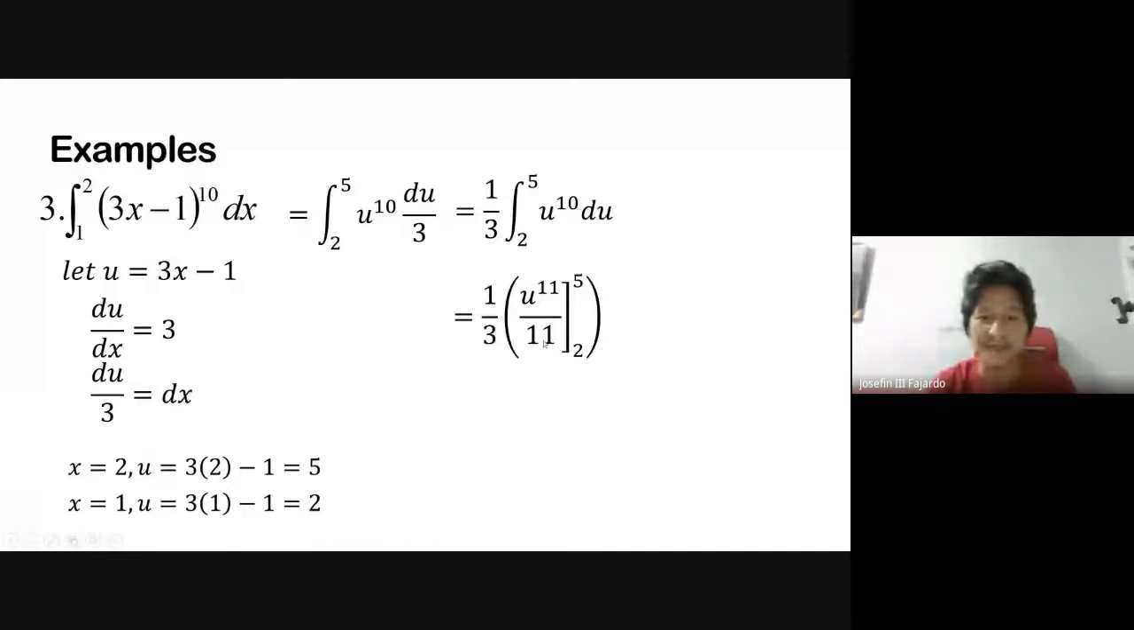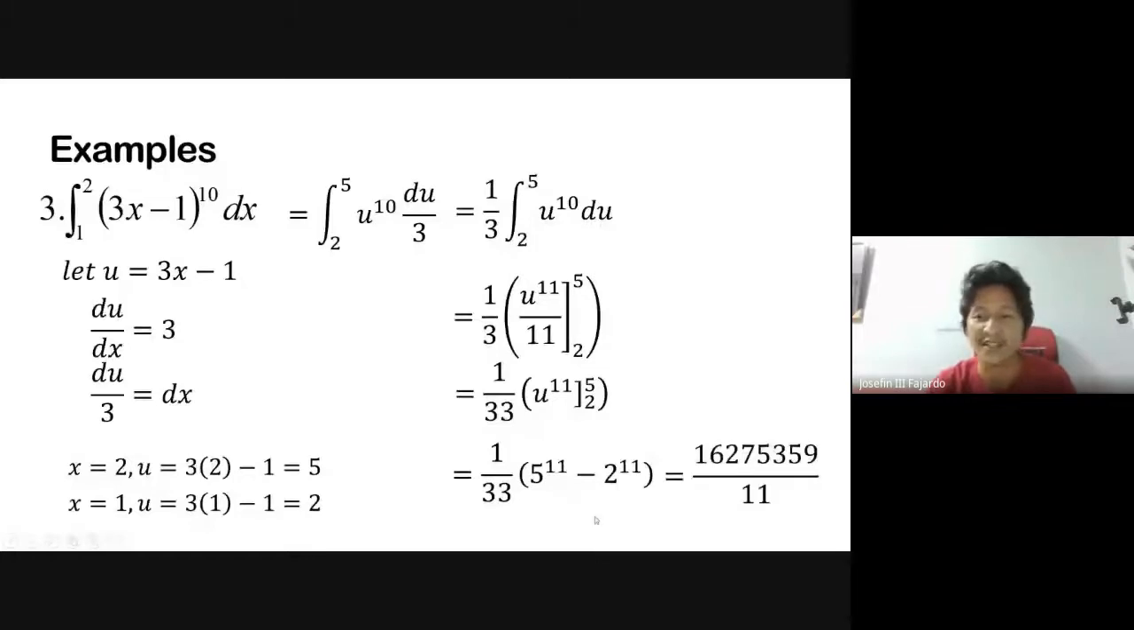Ilabas natin itong constant para pag nag-substitute tayo, simple na lang. So substitute natin when u is 5 and then when u is 2. Okay? So you can leave that as is or you can actually simplify it further. Then siguro gamitan nyo na lang ng calculator.